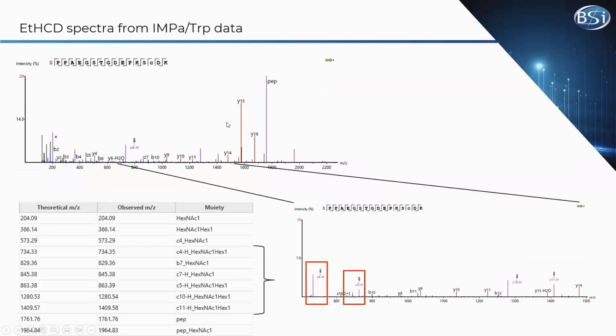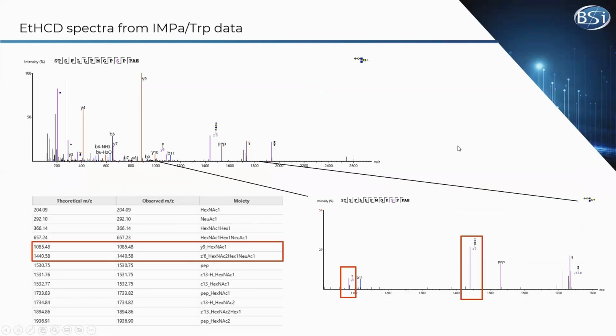And then here's a serine glycosite where we have a C4 and a C5 glycan fragment ion supporting that site and not the other ones within the peptide. And then lastly, another one where we have Y9 and Z6 glycan fragment ions supporting the localization of this serine rather than any of the first 3 residues in the peptide.